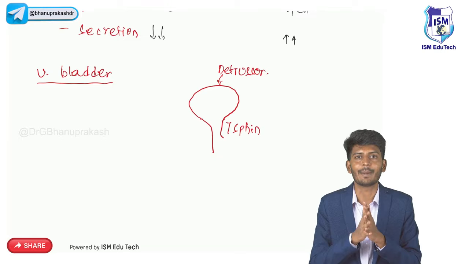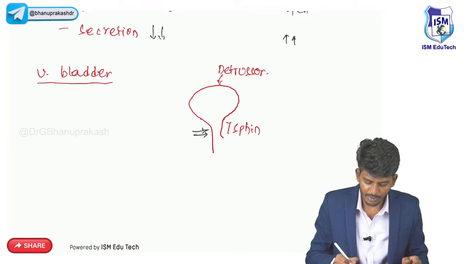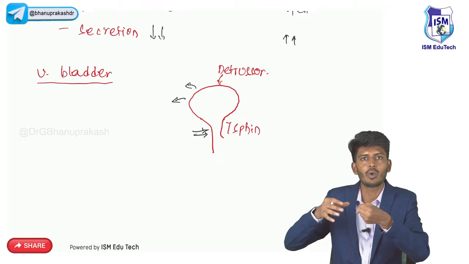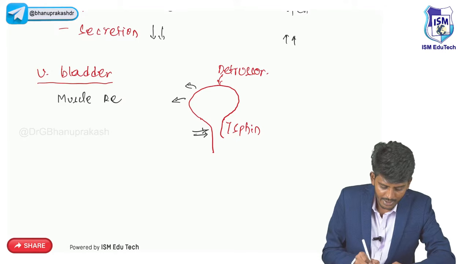What happens during sympathetic nervous system activation? Sphincter will be closed and muscle will be relaxed. Detrusor muscle relaxes, sphincter is closed. If sphincter is closed and muscle is relaxed, automatically what will happen? The urination will be decreased. So, detrusor muscle will relax and the sphincter will be closed.